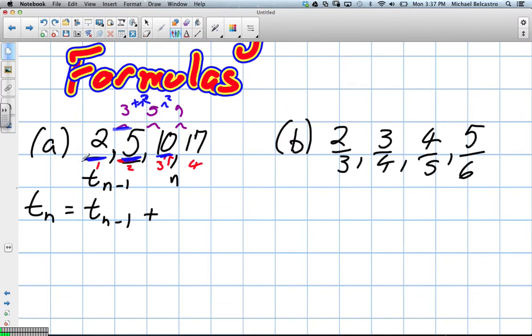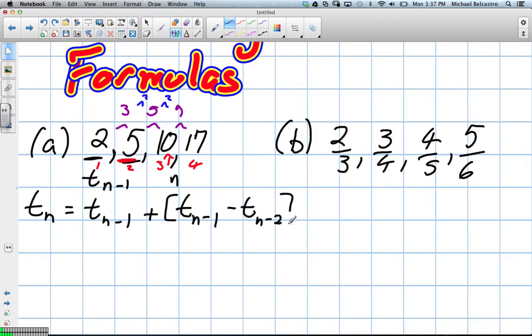Well, to represent these two numbers, I use t at n minus 1, subtract the difference, t at n minus 2, and then we need to add those two values. So the idea here is, though the formula looks very complex, we can plug our values in.